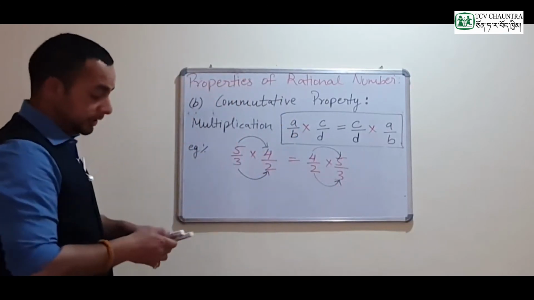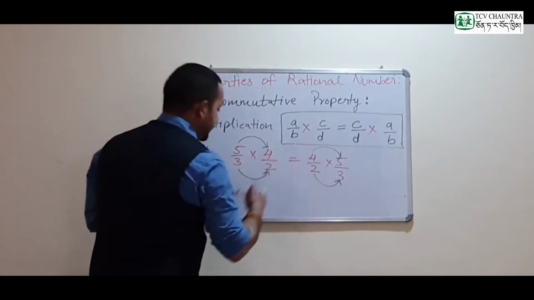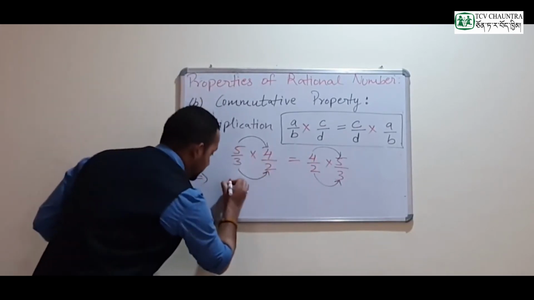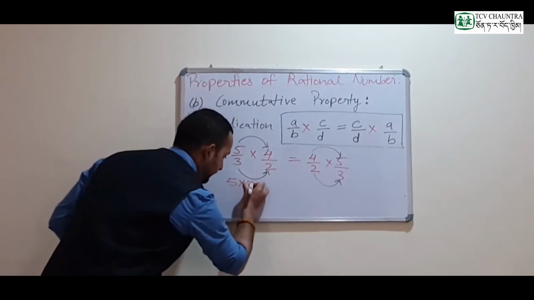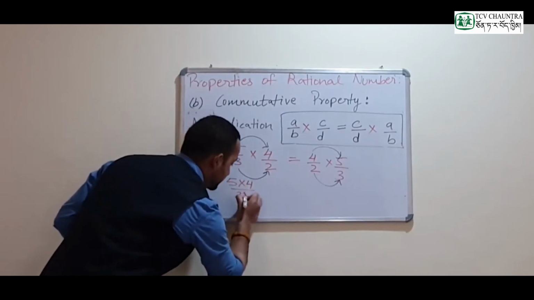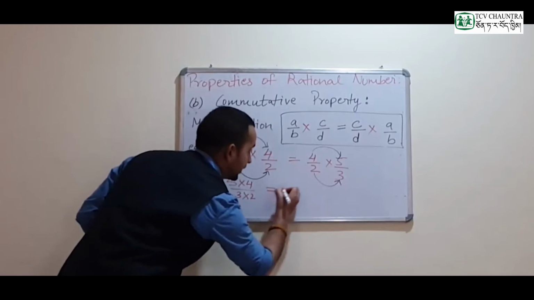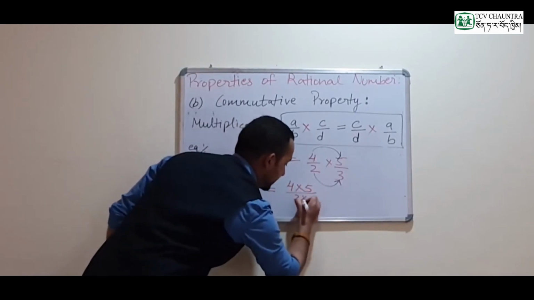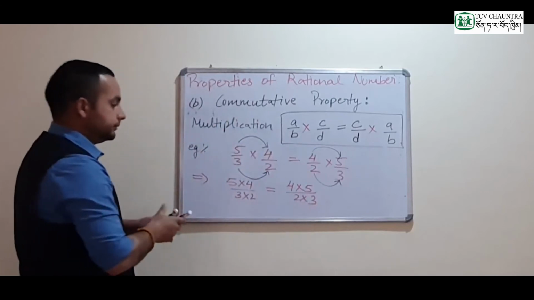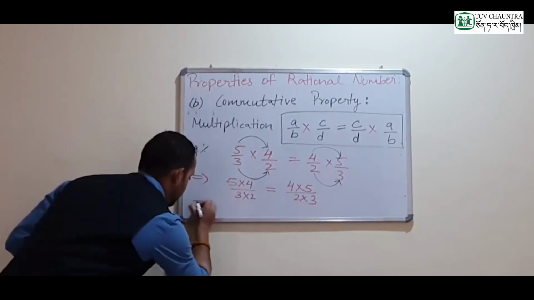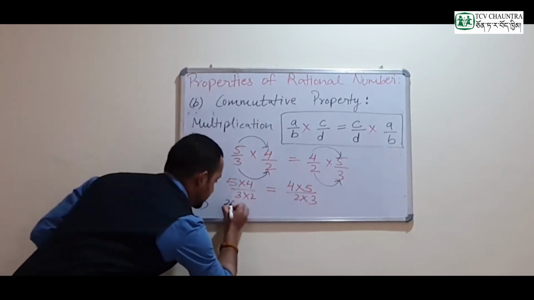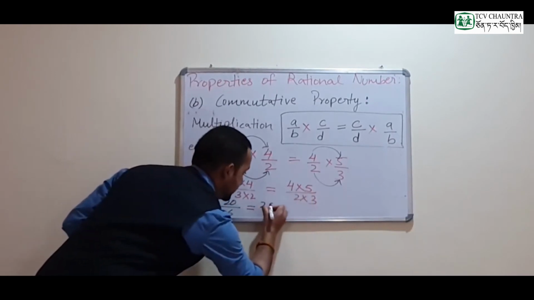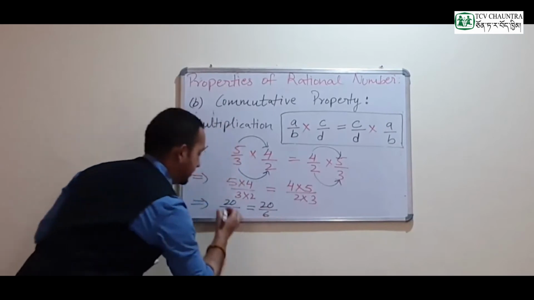Now we are going to multiply these two, numerator as well as denominator. 5 multiplied by 4, and 3 multiplied by 2. On the other side, 4 multiplied by 5, and 2 multiplied by 3. 5 fours are 20, 3 twos are 6, 4 fives are 20, 2 threes are 6.